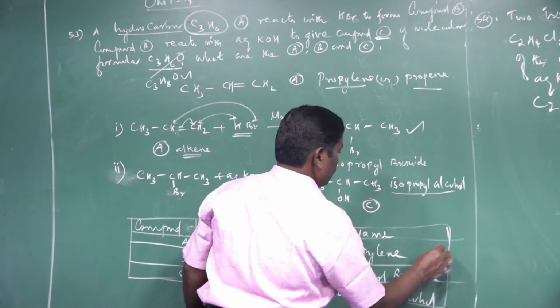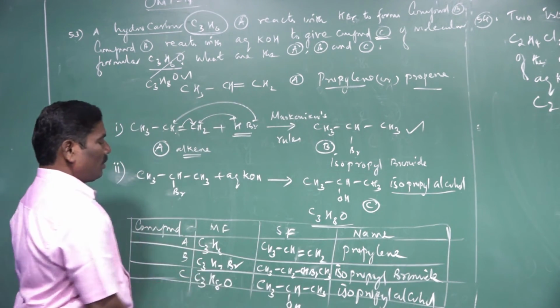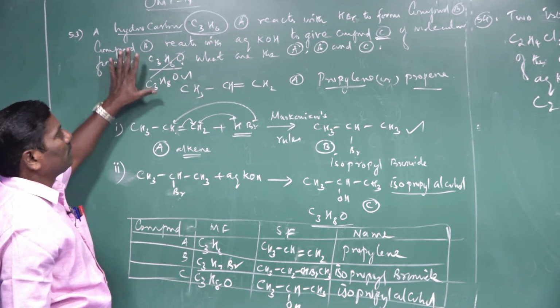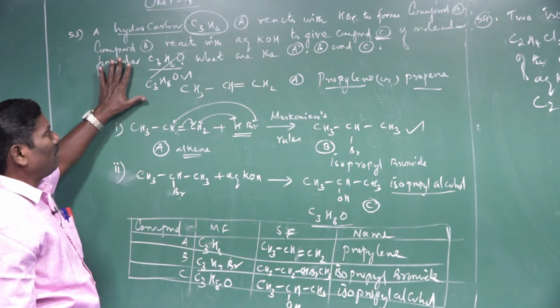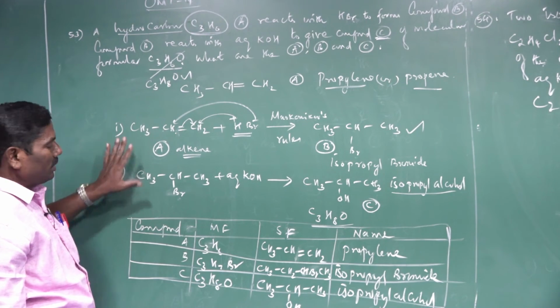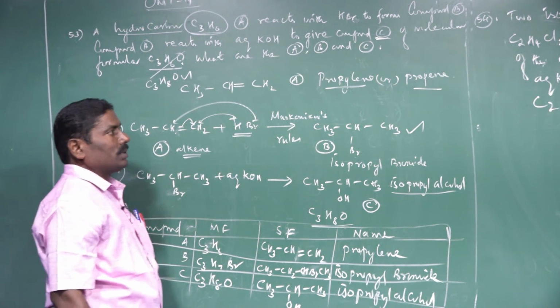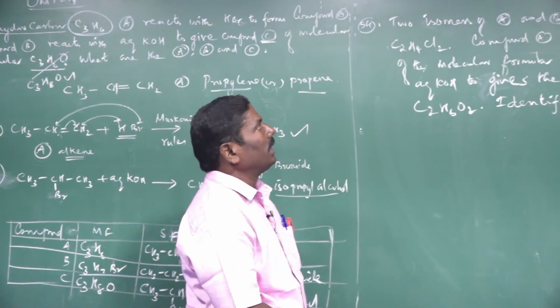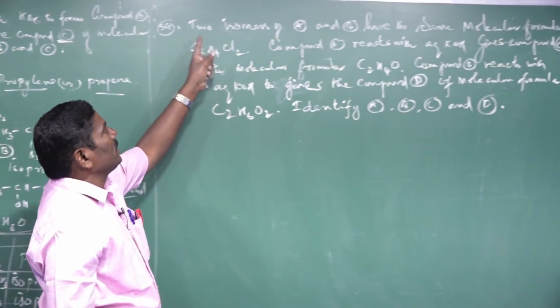This is a compound name, structural formula, molecular formula, and compound ABC. This is a complete elucidation of these problems, identifying the equations and identifying the compounds. Next we are going to see the 54th problem. What is given in the question paper?